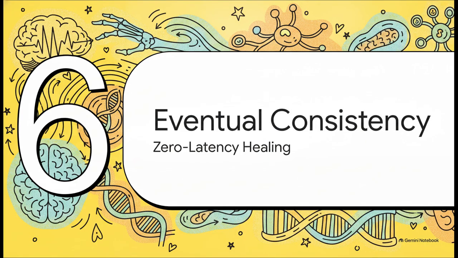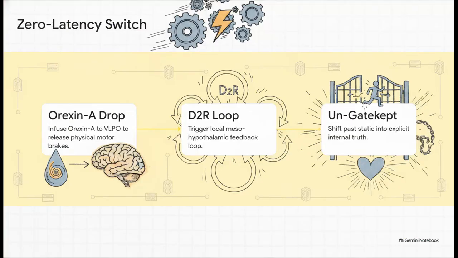Finally, Section 6, achieving eventual consistency. When you finally stop forcing that two-phase commit, you enable an instantaneous, zero-latency state switch. You stop the exhausting mental rehearsals dead in their tracks. Biologically speaking, the research shows this delivers a highly specific infusion of orexin, which is a wakefulness and arousal chemical, directly to the VLPO, your brain's primary sleep and rest switch.